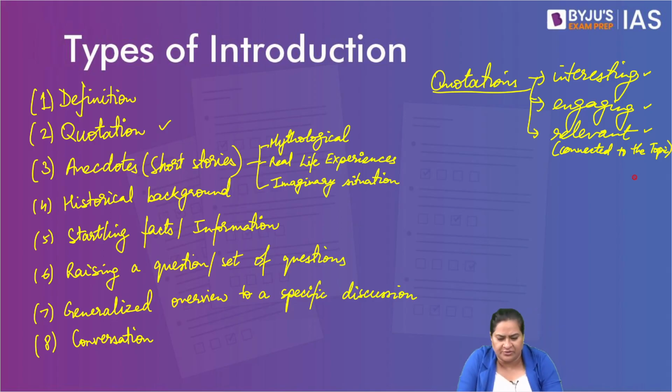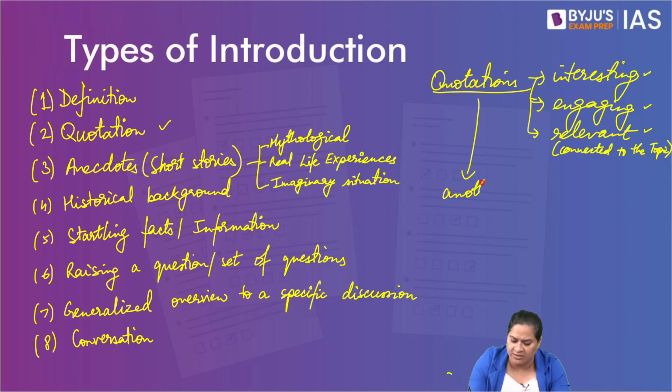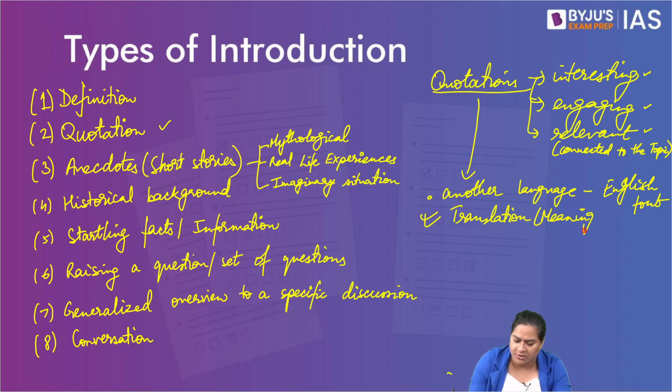With respect to this segment of quotation, you need to now think about the component of language. Suppose you are using a quotation of another language, then you are supposed to write it in English font, and after writing it in English font, you are also supposed to provide, that is a must part, the translation. The meaningful translation should be provided, because you are not expecting the examiner to know it.